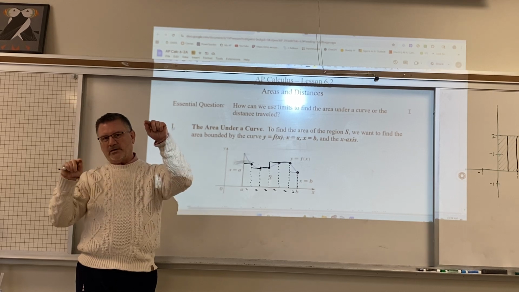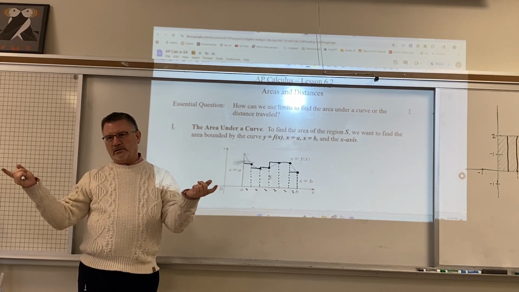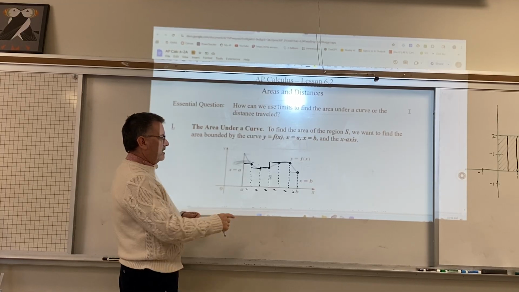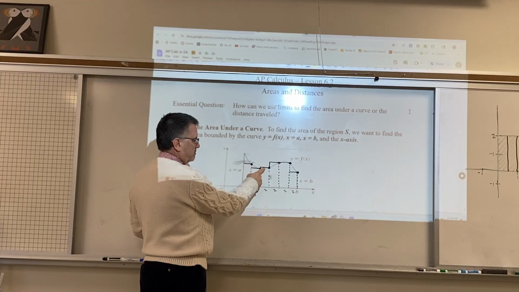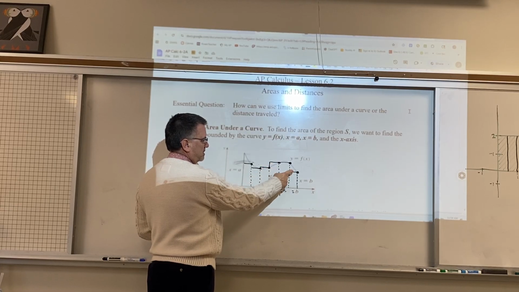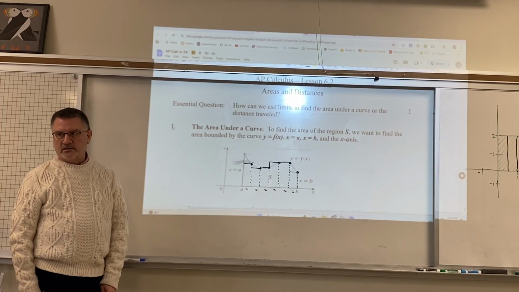So I have to pick the height. Do you want to use the right side or the left side? Well, if I use the right side here, I'm not including some values. I'm not including that, I'm not including that. I'm overestimating here, overestimating here. Didn't get that piece, didn't get that piece. But I'm going to tell you, if you did the left side, you'd be missing something also.